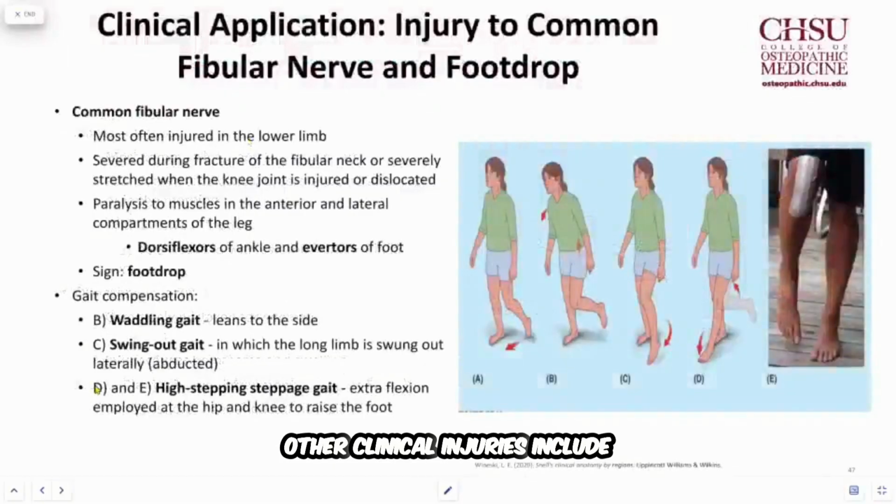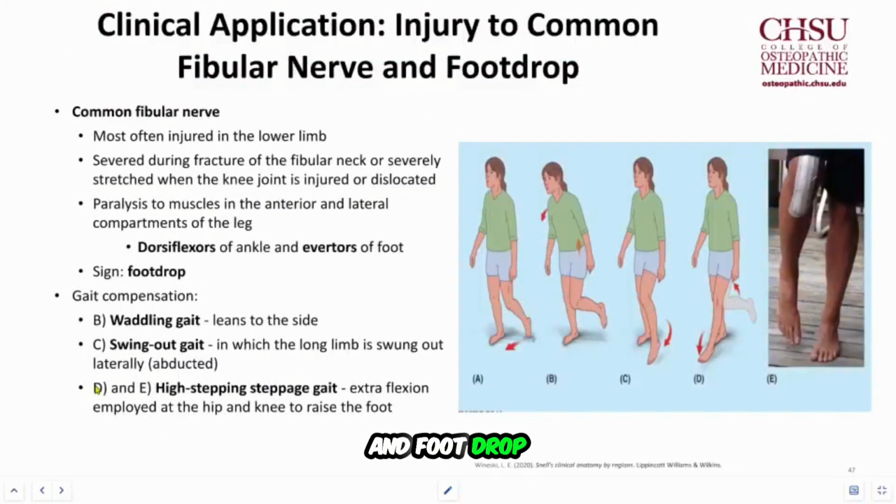Other clinical injuries include common fibular nerve injury and foot drop. This is one of the most often occurring injuries in the lower limb, when there's a severe fracture of the fibular neck or when it's stretched and the knee joint gets injured or dislocated. This leads to paralysis of the anterior and lateral compartments of the leg, so the dorsiflexors of the ankle and everters of the foot. As a result, you have the sign of foot drop.